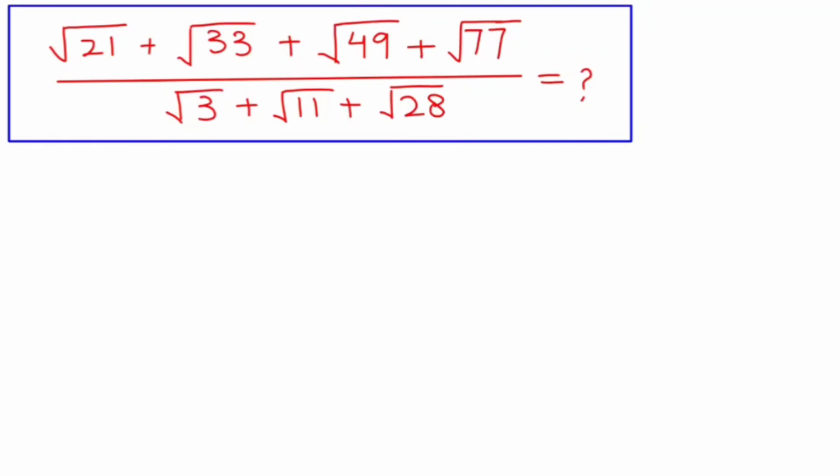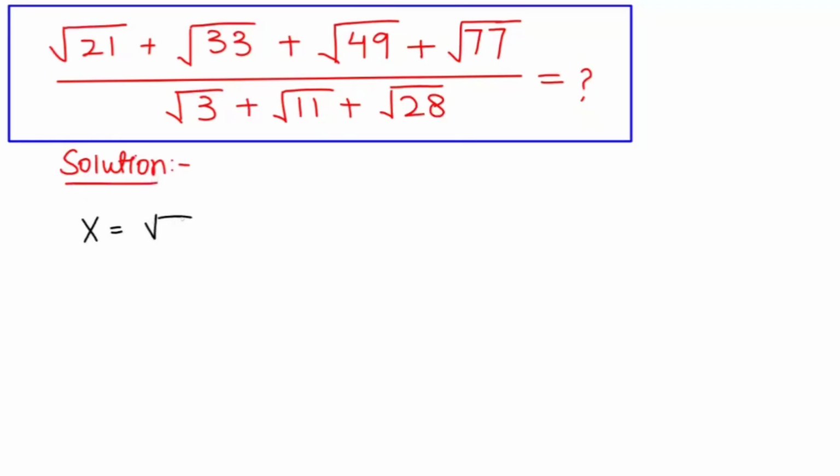Hi everyone, in this video I am going to solve this nice word problem. The equation we have is root of 21 plus root of 33 plus root of 49 plus root of 77 over root of 3 plus root of 11 plus root of 28. So let's get started with the solution. In the first step I am going to consider this whole expression x.